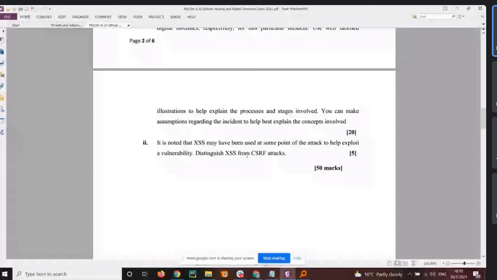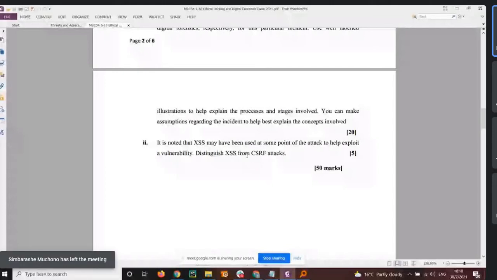Section A is this. For section B, you have to answer two questions out of three. So there'll be three questions and you answer any two of them. It's a common typical examination question.